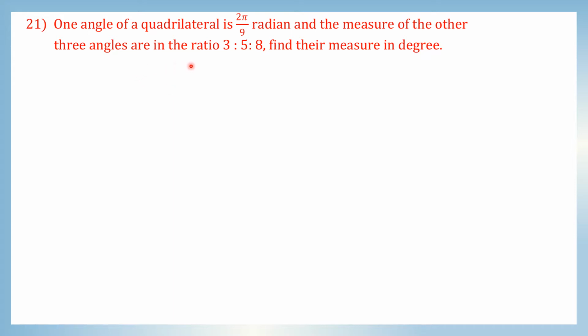Also, the other three angles are in the ratio 3:5:8. Suppose k is a constant multiple, then these angles are 3k, 5k, 8k. We know that the sum of the angles of the quadrilateral is 360 degrees. Use these results and find the angles in degrees.